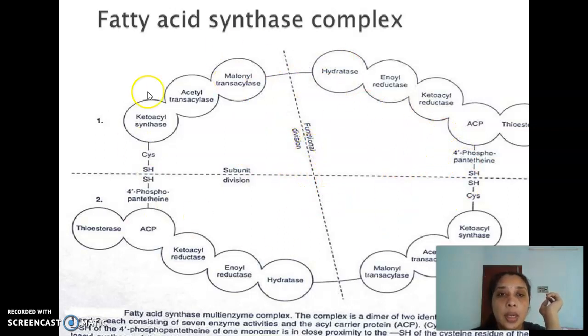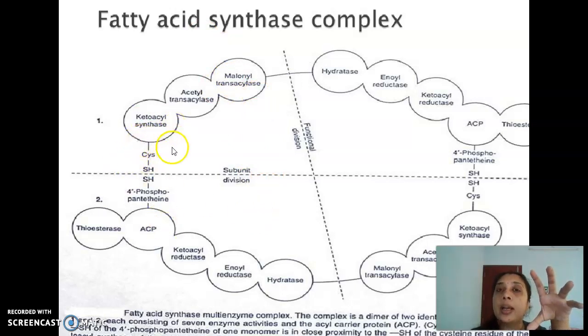Now we will understand how the fatty acid synthase complex is arranged. How are the enzymes arranged? There are 7 enzymes in the fatty acid synthase complex. It is a dimeric molecule which exists in an elliptoidal manner, right? They are arranged in a side-by-side fashion, but in a head-to-tail manner.